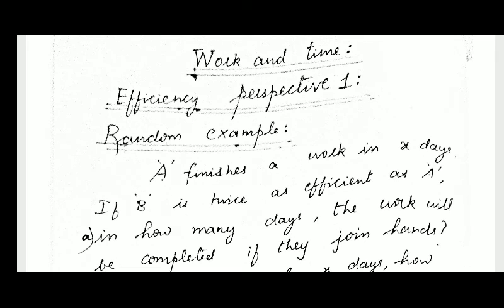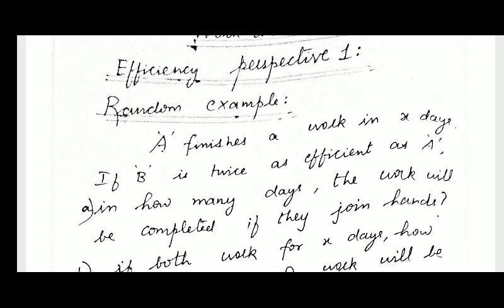Today, also, we shall touch upon the topic of work and time, this time from an efficiency perspective. Let us jumpstart with a random example. Let us assume two persons, namely A and B. A can complete a particular work in X days, suppose, and let us assume B is twice as smart as A, or rather, twice as efficient as A.